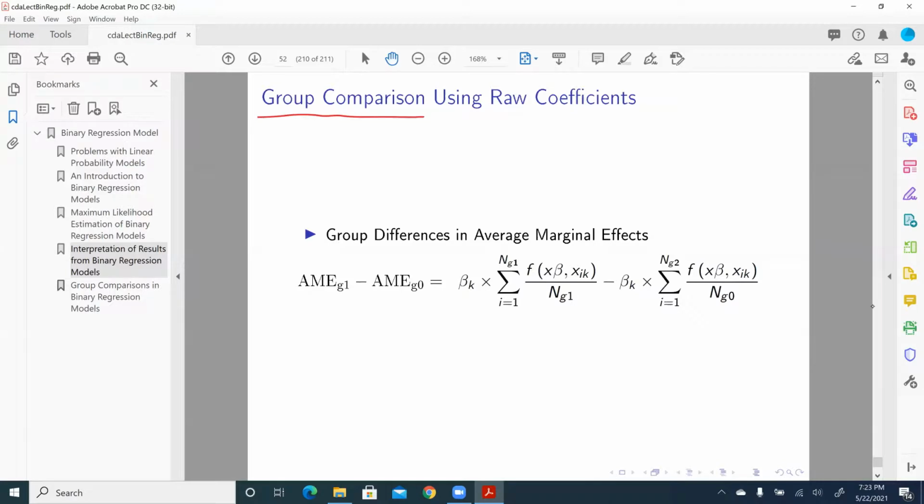Okay, and here in group comparisons we don't use raw coefficients. We could use a list of statistics we just talked about. So, for example, here there could be multiple possibilities. But here, let's say group differences in average marginal effects. Okay, so in the last slide, I just talked about average marginal effects.